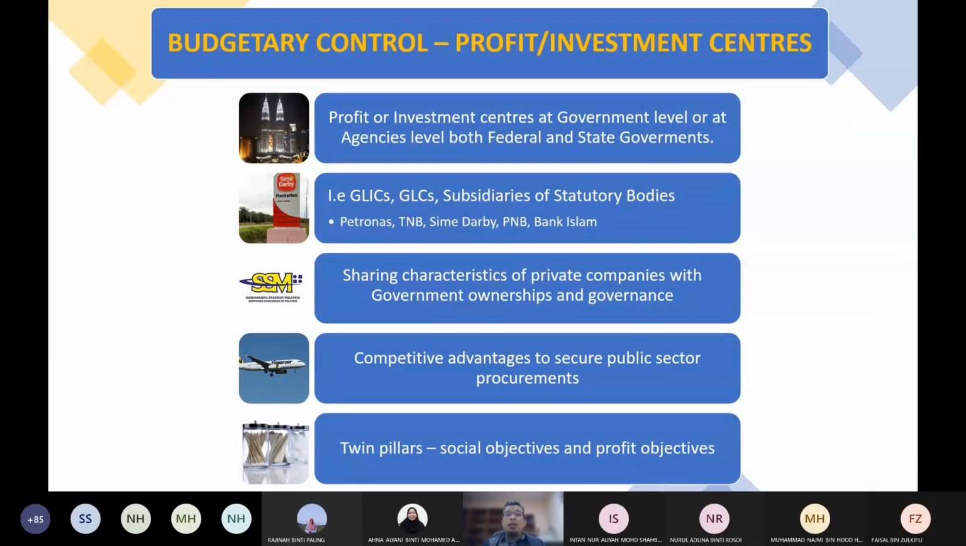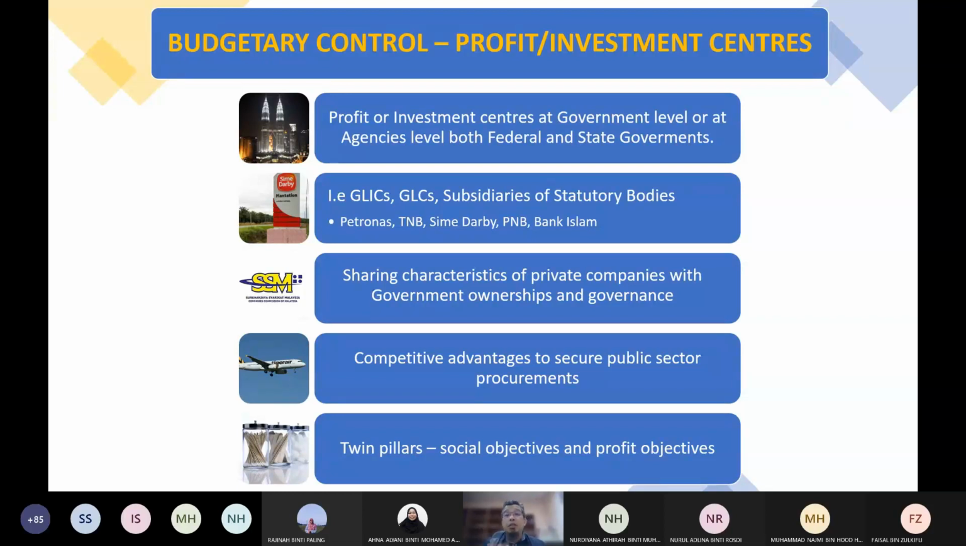That's one. Mainly the GLC and GLIC. What is GLIC? Anyone? Government-linked investment companies. Yes, government-linked investment companies. What are they? Khazanah, PNB, Tabung Haji, KWAP, and LTAT, Lembaga Tabung Angkatan Tentera. And the rest are GLCs.